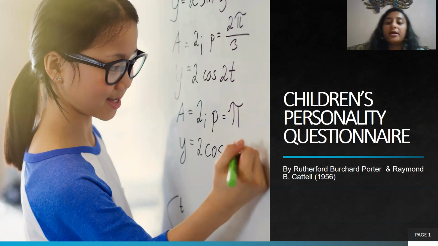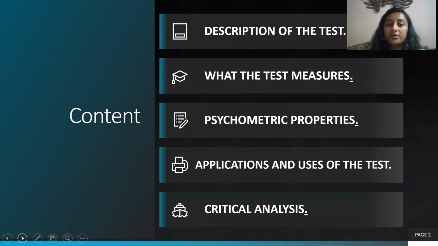I'm Yukta Parmar, and I will be talking about the Children's Personality Questionnaire formed by Rutherford, Porter, and Raymond Cattell in 1956. The description of the test, what the test measures, psychometric properties, applications and uses of the test, and the critical analysis will be discussed today.